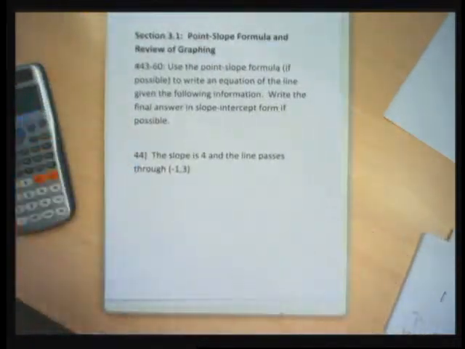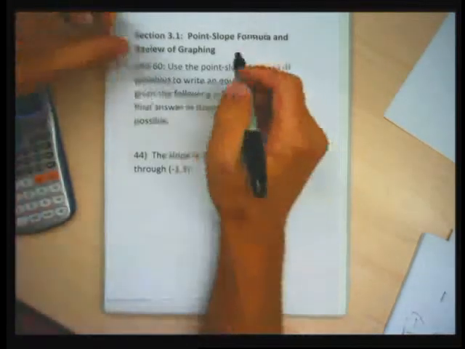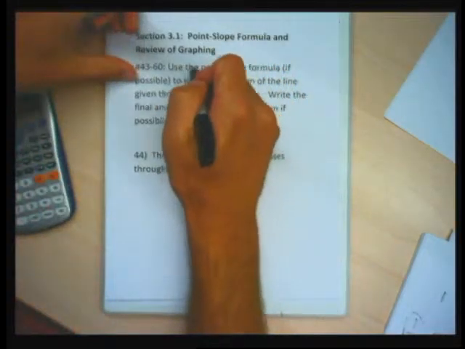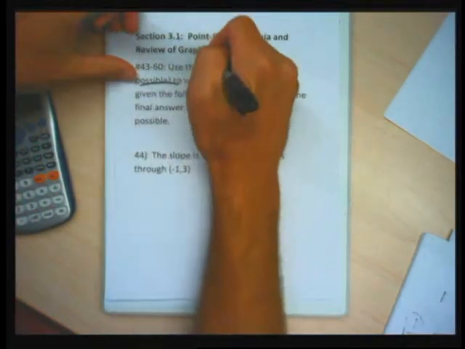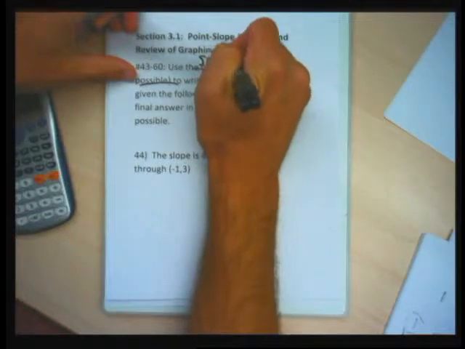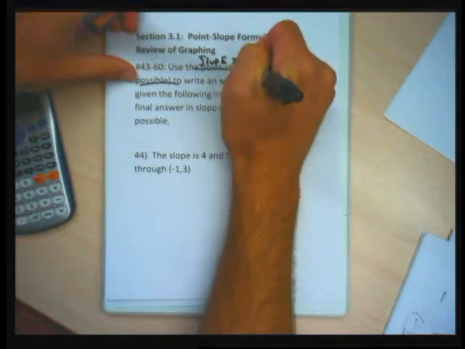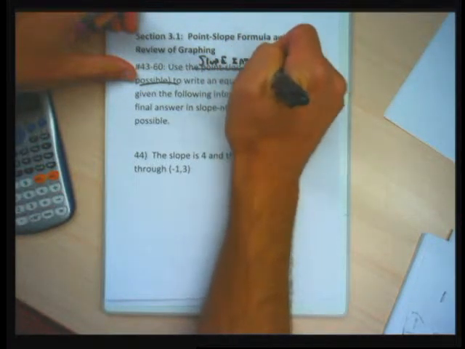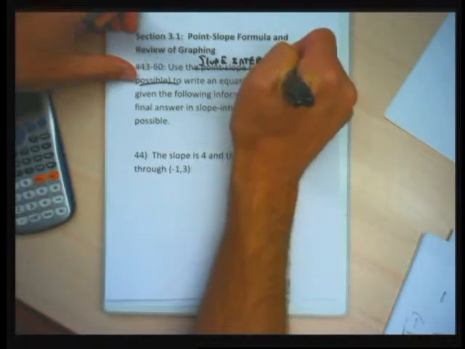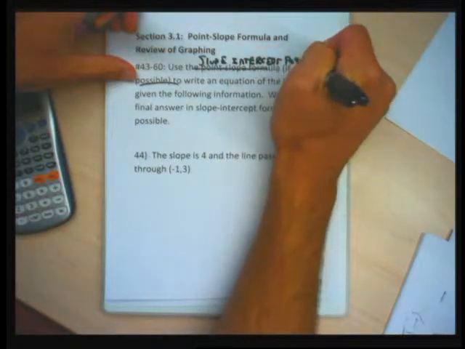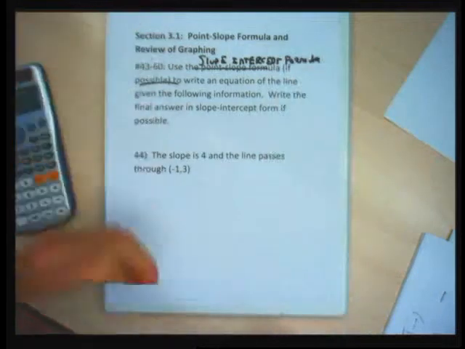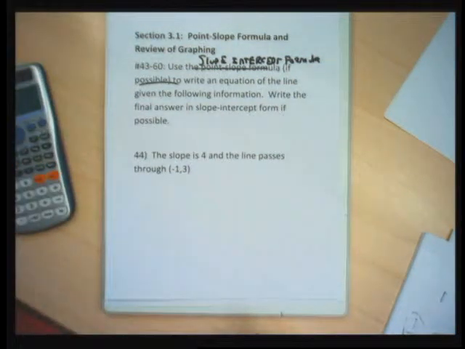So last group of problems ask me to use the point slope formula. I'm going to change those instructions. I'm going to say use the slope-intercept formula, and I won't introduce a point slope formula. We have enough formulas. I'm going to change these on the instructions. Use the point slope formula to write the equation of the line using the given information.